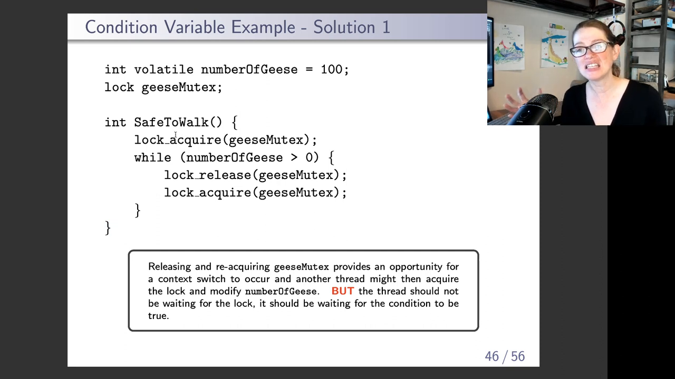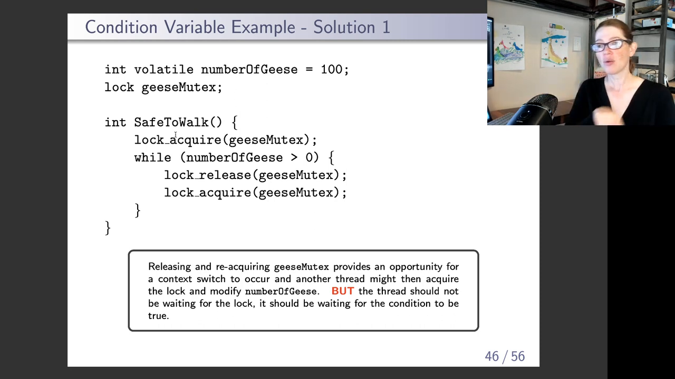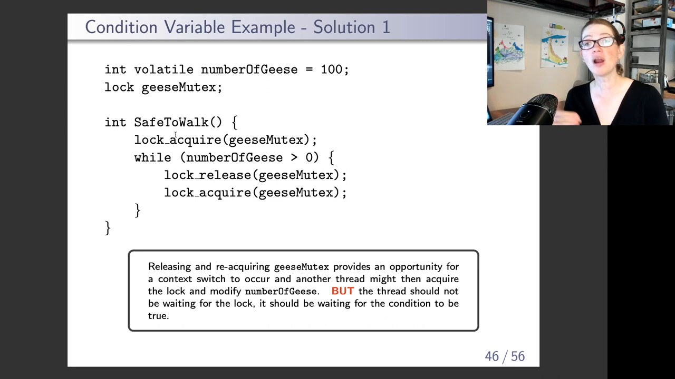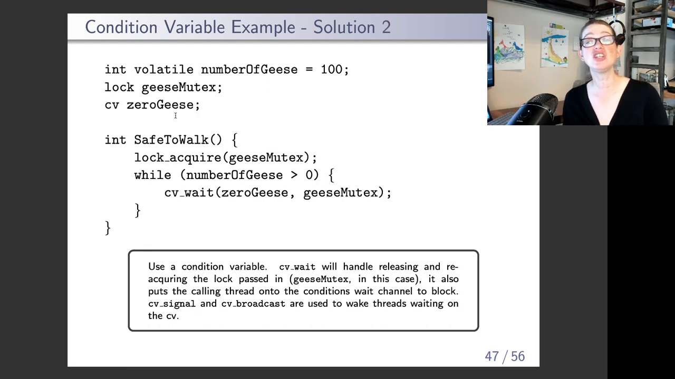But this spins. This waiting is spinning. I'm going to sit there and repeatedly call release, acquire, check, release, acquire, check, release, acquire, check. So I will block when I'm waiting for the lock, but while I own the lock, and while I can easily acquire the lock, I am effectively spinning here. This is a really ugly way of doing it. And this is what the condition variable lets us do.